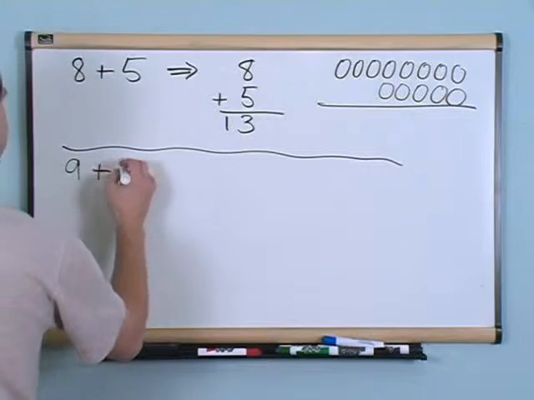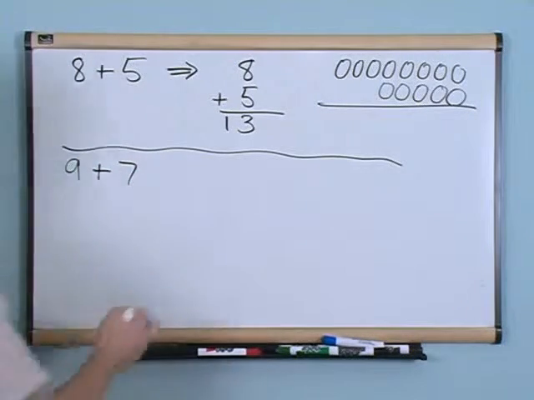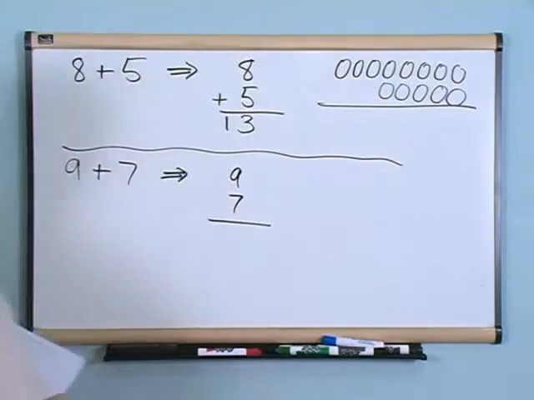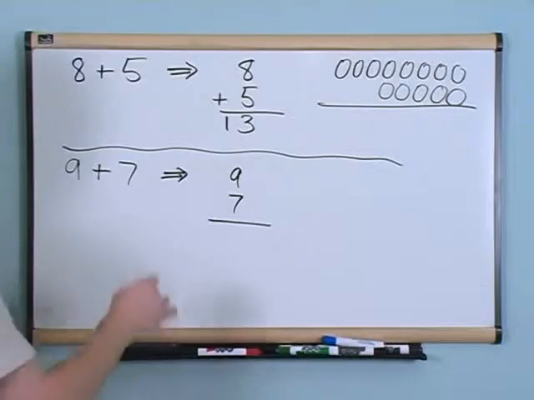9 plus 7. Same thing. We're going to write the 9 on the top and the 7 on the bottom. And what we're going to do is we can add this up.